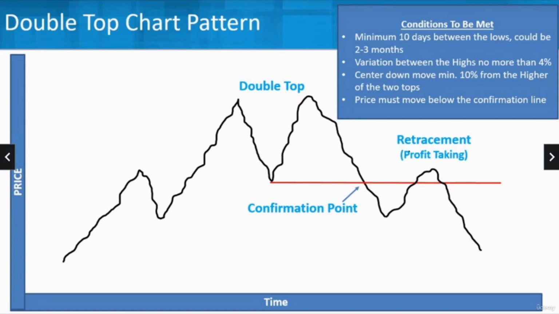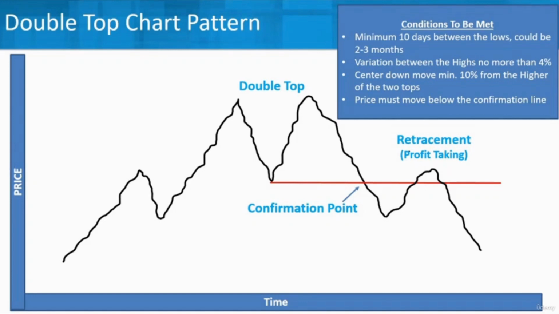Again, it's not looking like something that's kind of staggering steps upward or something like that. You're definitely forming that M, and so you want those tops to be within 4% of each other. So it really starts to look like that letter M. And the center move down, in this case, would be a minimum of 10% from the higher of the two tops. So think of whichever top was higher. They won't necessarily always be perfect, but they will be within 4% of each other. You want to have that middle part be at least 10% down.